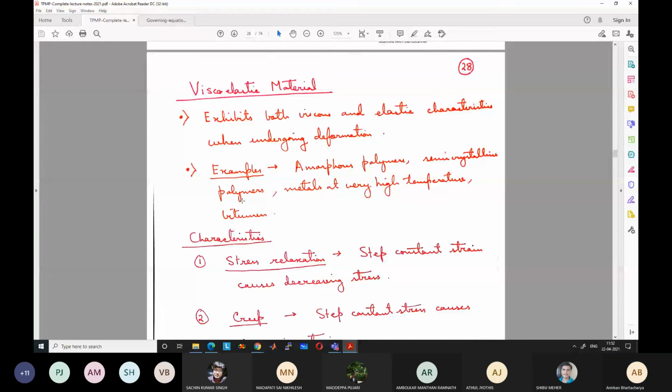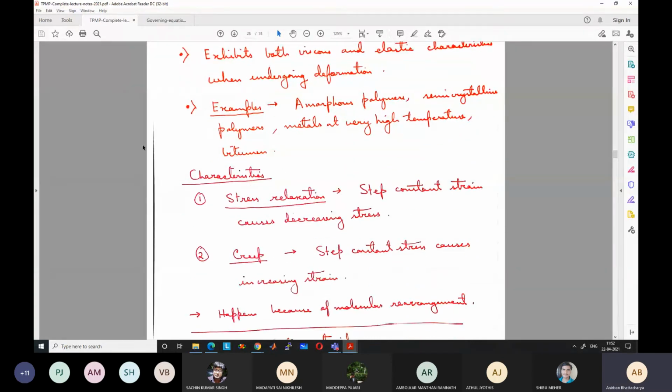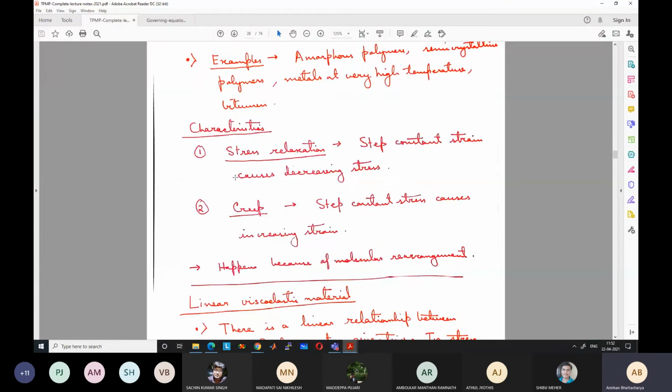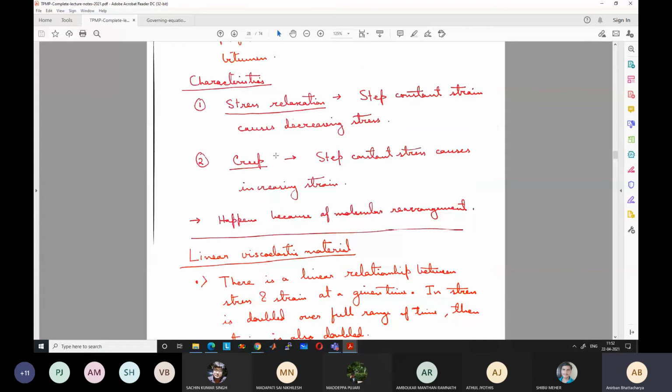Okay, so we will see what is stress relaxation and creep. I will show you some diagrams, but if I have to explain in one line, stress relaxation is what happens if you provide a constant strain. So if you put a constant deformation on the material, say you elongate the material like a spring, you elongate the material by a certain amount.